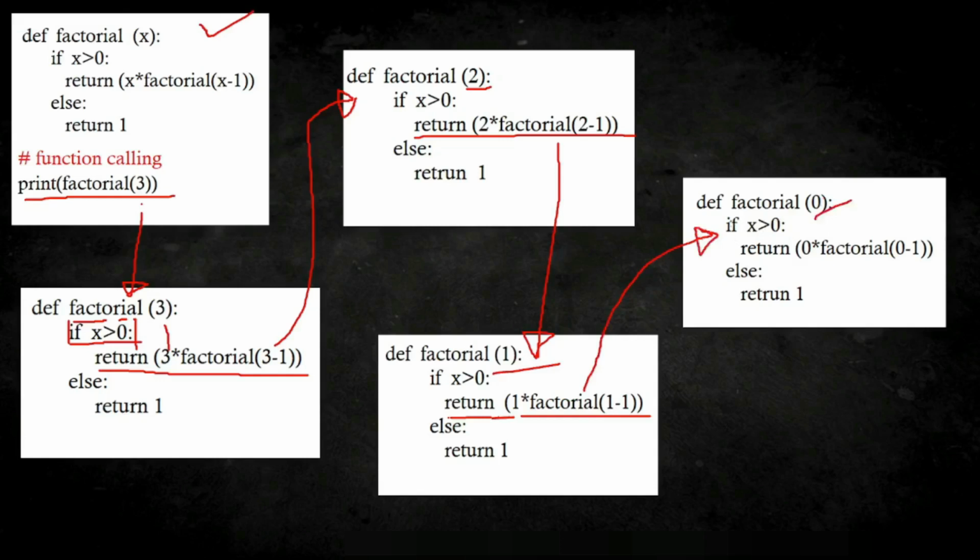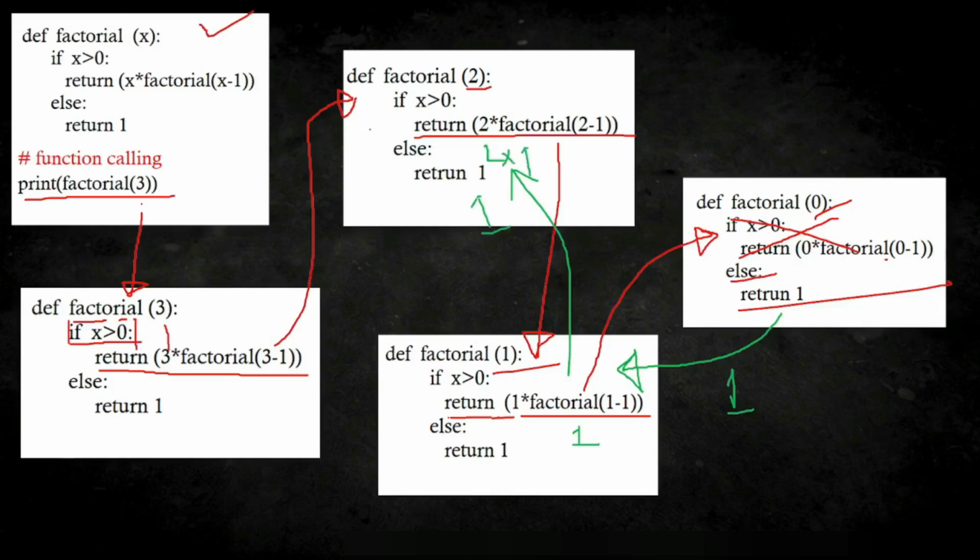So this condition will not be satisfied. It will go to the else part, and it will return 1. It will return 1 to this function, so 1 multiplied by 1 is 1. So it will return 1 to this, and it will become 2 multiplied by 1, that is 2. From this it will return 2 to this function, that is 3 multiplied by 2, that is 6. So this is how we will get our answer, that is 6.